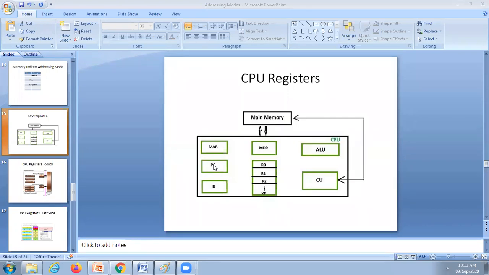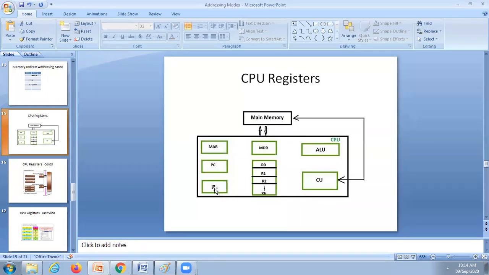So whatever instruction is going to be executed next, that address is to be stored in the program counter. So always the PC points to the address of the next instruction to be executed. That is the purpose of program counter. It stores the address of the next instruction to be executed, that is, after the present instruction.